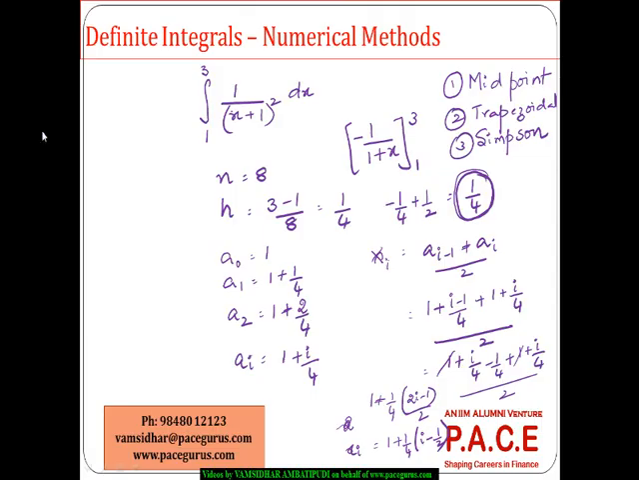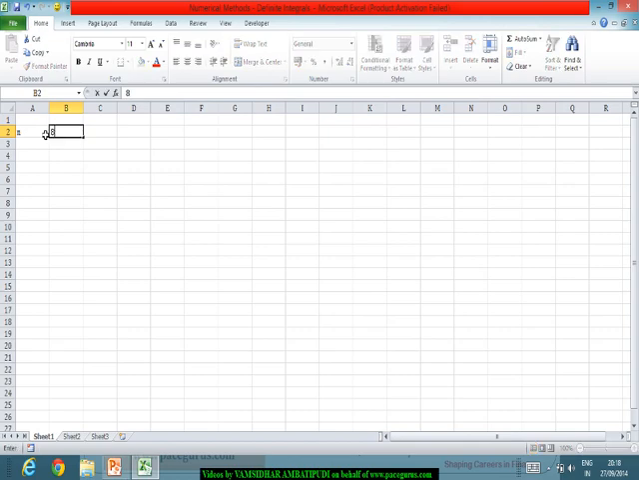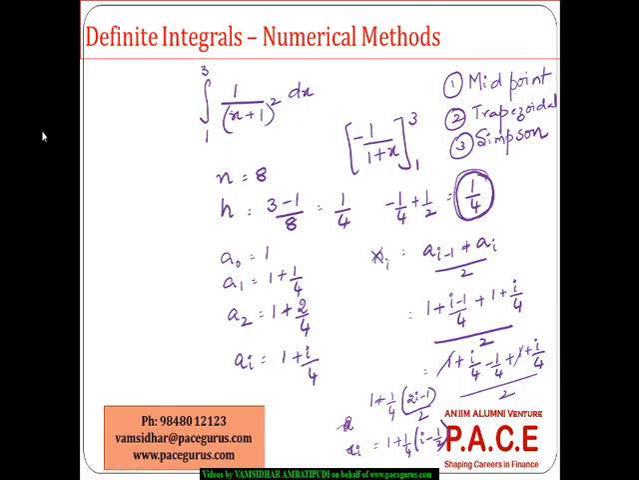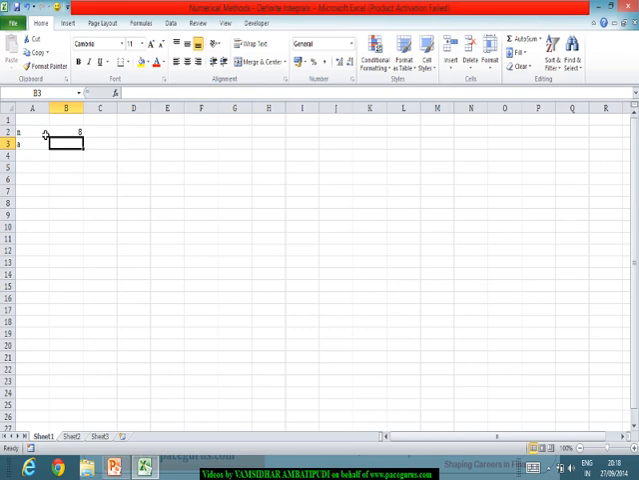So we know that n is 8 in this case. And a, which is the initial, is 1, b, which is the final, is 3. So from here I can find out h, which is the size of each of these intervals, which goes as b minus a divided by n. Alright, so the interval is going to be 0.25.